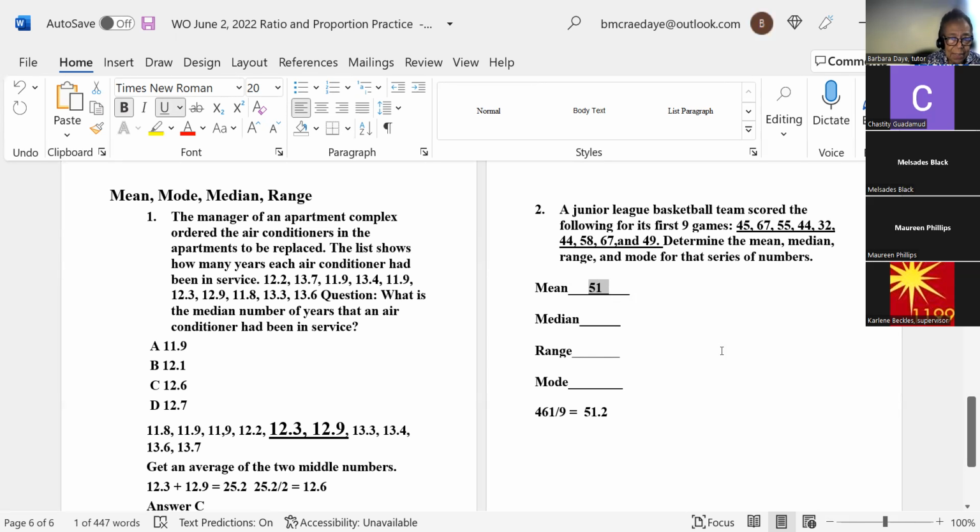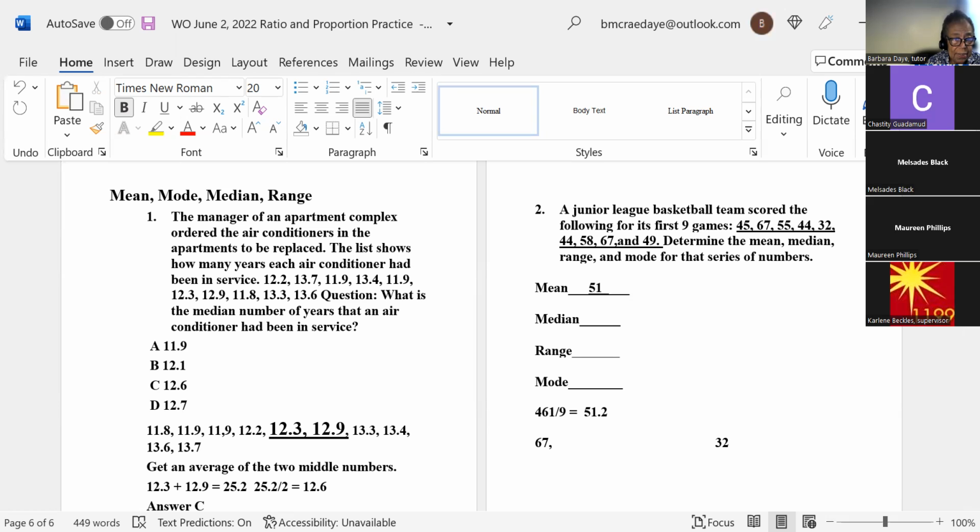Now the median, here again, we have to put them in order, right, Mercedes? So what is the largest number? What's the largest score, Mercedes? 67. Okay, what's the smallest? The smallest is 32. Okay, so we've got 67 and 32. Okay, Maureen, what goes after 67? We're going from high to low. Remember, it could be from low to high or high to low. What comes after 67?